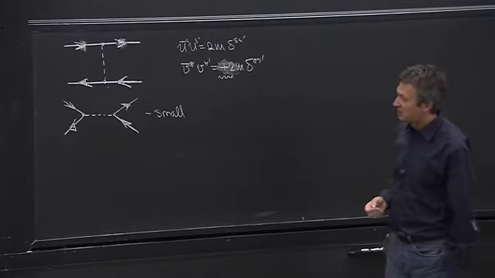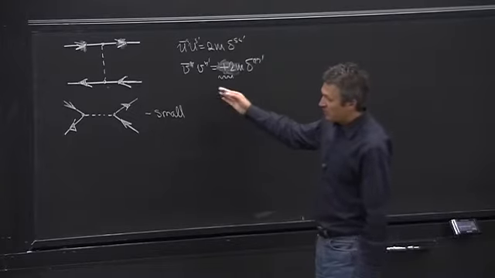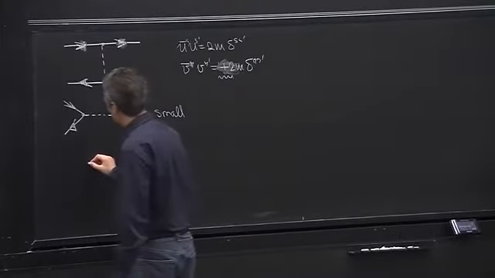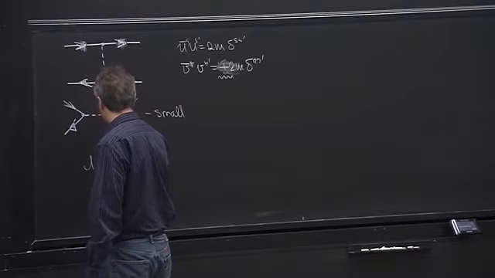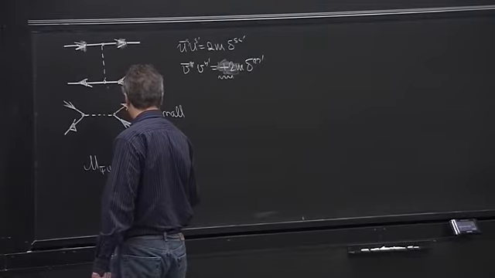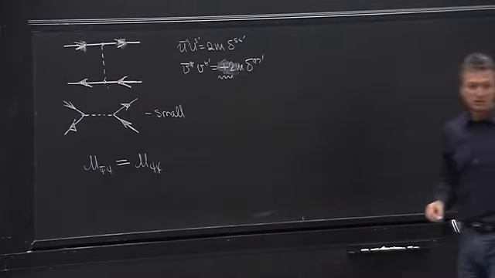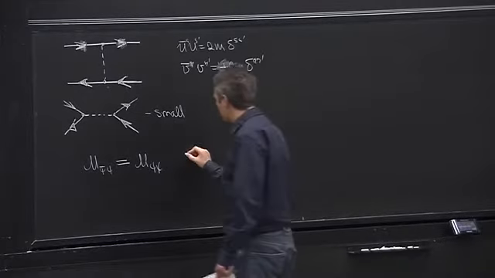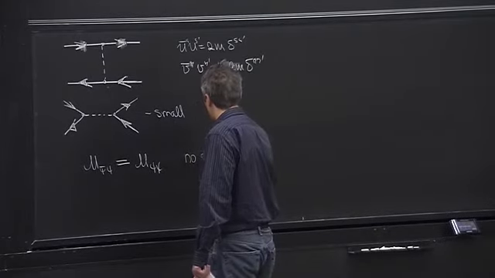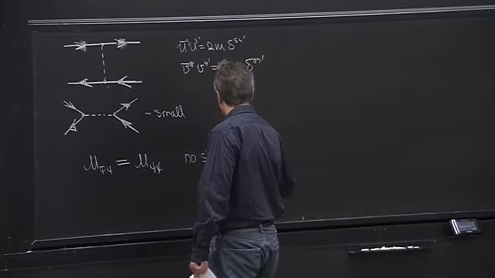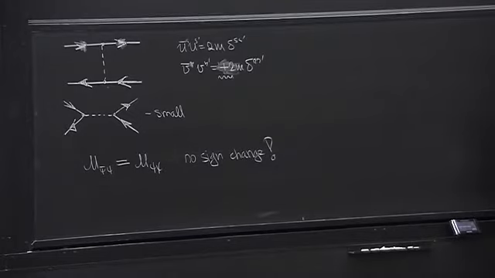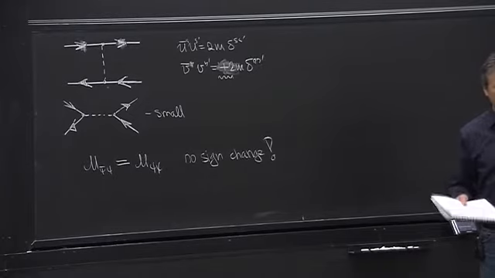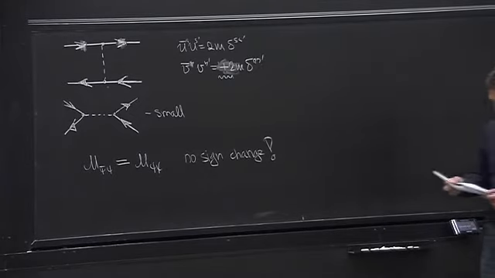This means that the amplitude that we will compute here is the same as for the scattering of like charges. So there's no sign change. So the potential of interaction due to exchanges of scalars is the same for like charges and opposite charges. And so let's compute what it is.